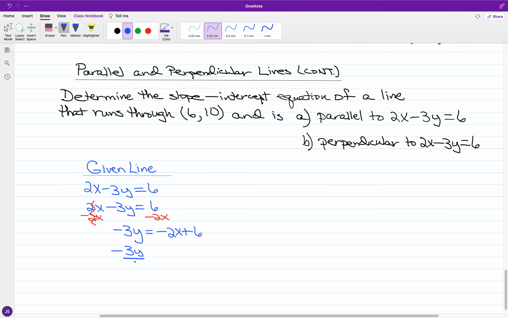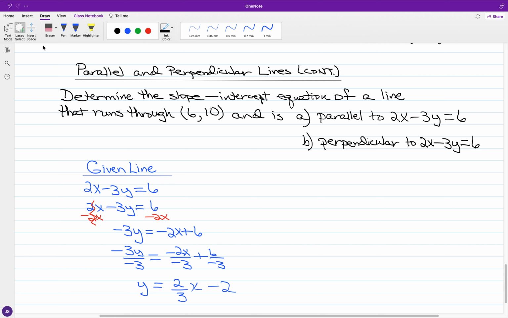And then getting it in terms of y equals. So if I divide the terms all by negative 3, we'll come out to y is equal to negative 2x over negative 3. Negative over negative is a positive, and so we have that y is equal to 2/3 of x. And we have 6 over negative 3, which is negative 2.